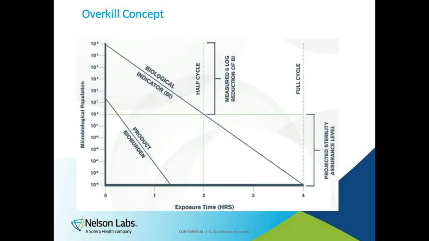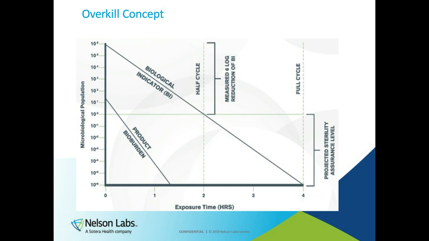In this next slide, the graph is depicting what your half cycle and your full cycle should achieve. Again, on the y-axis, we have microbiological population. Right there at the middle, we have 10 to the 0. If we look at the top of the graph on the y-axis, we see that that's 10 to the 6, so that's representing our microbial population of the BI. Start to move across to the right, we look at exposure time in hours.